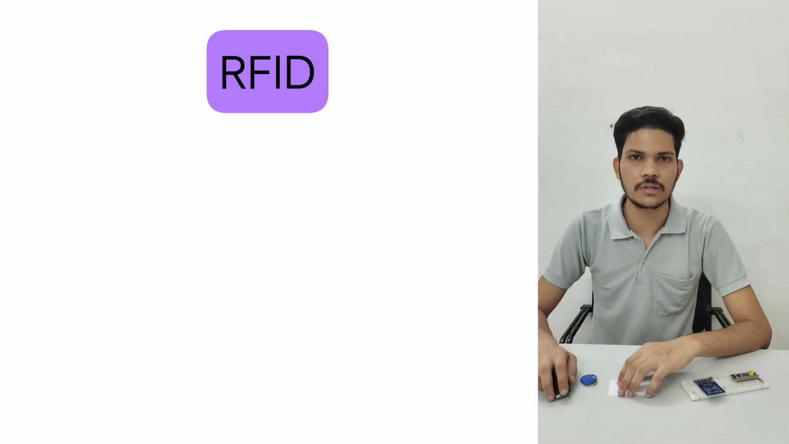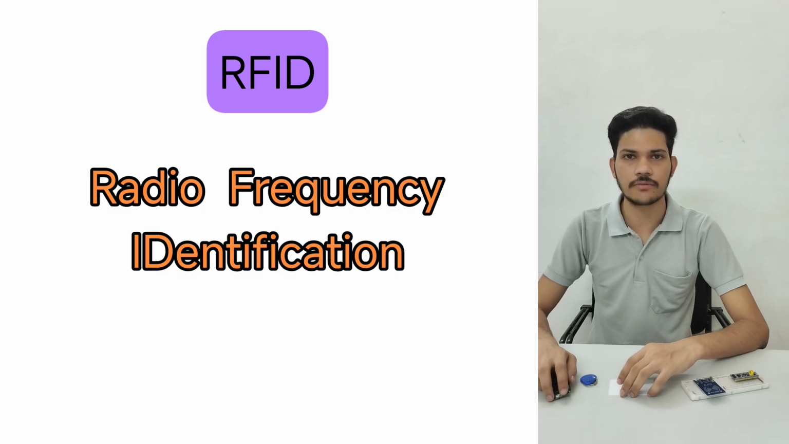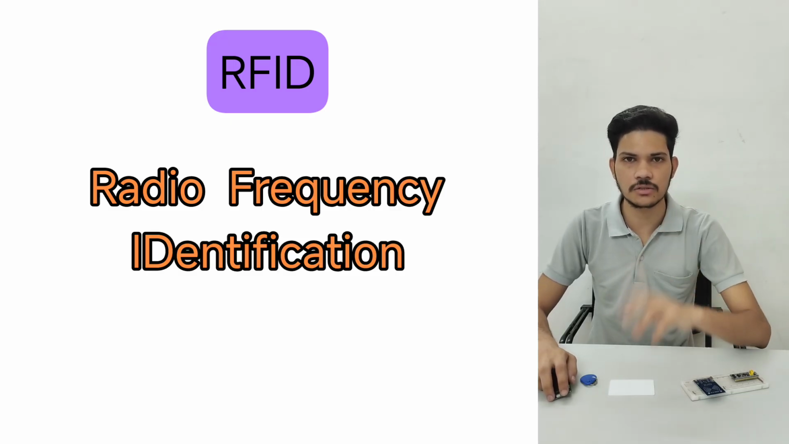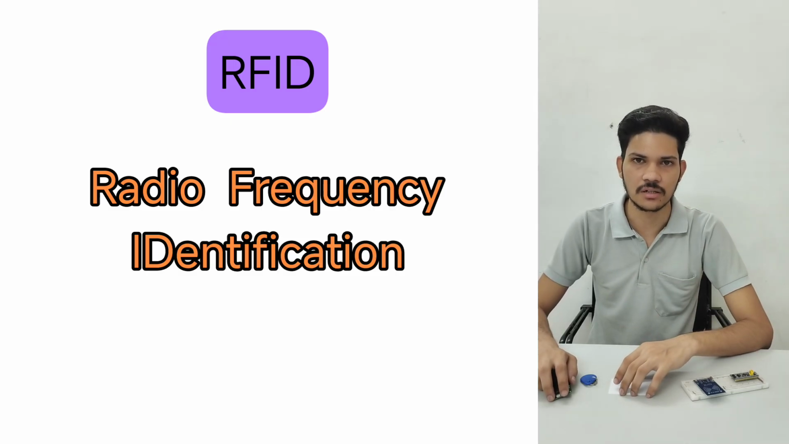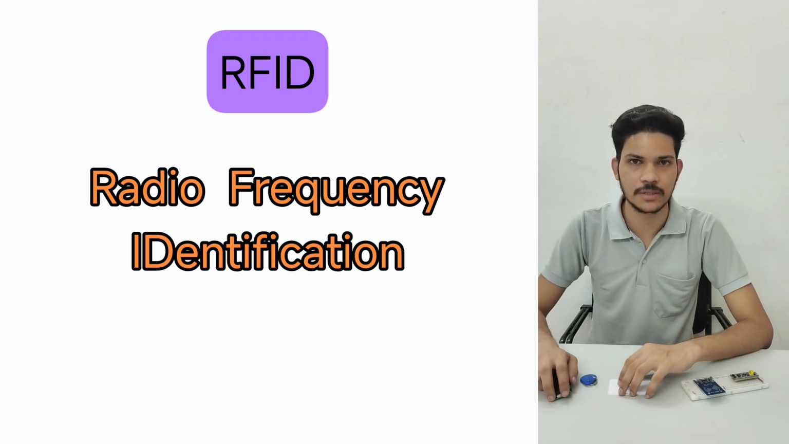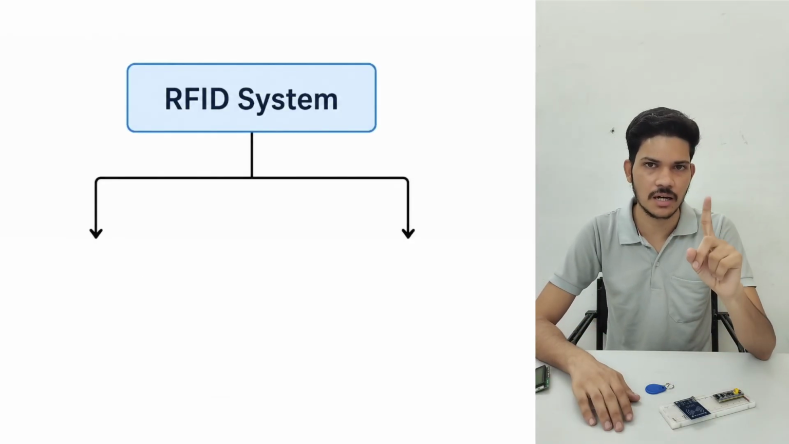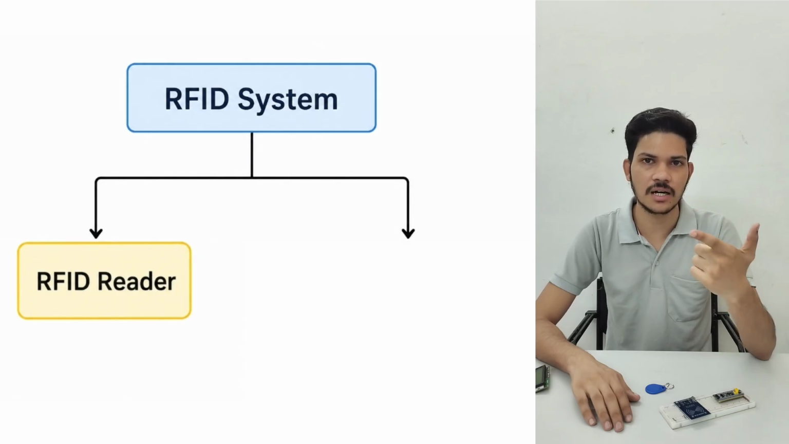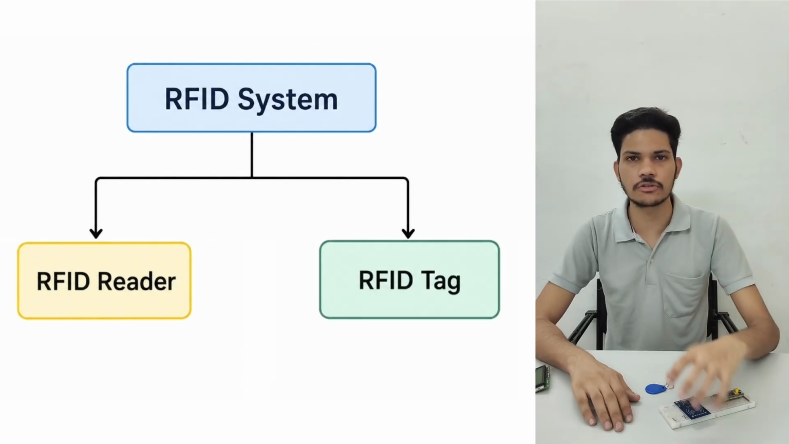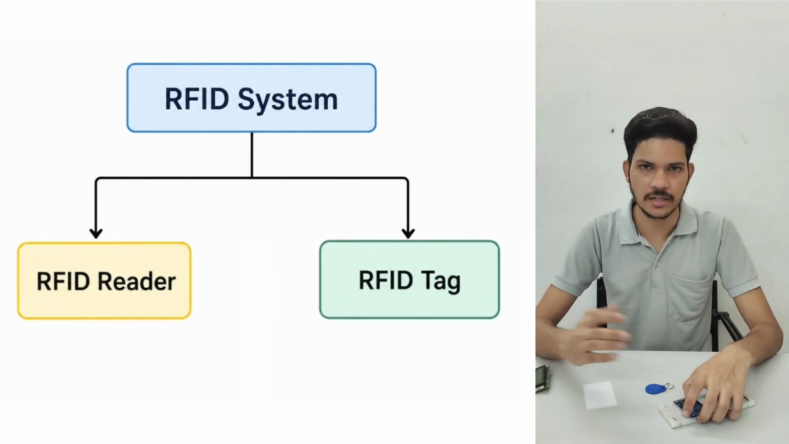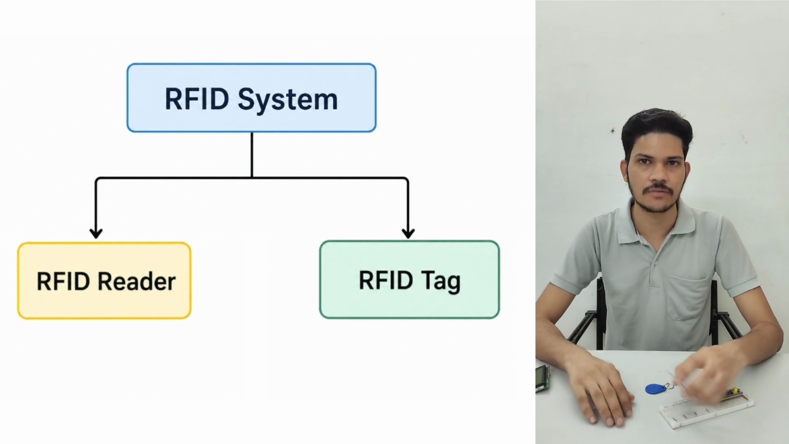Now RFID stands for radio frequency identification, and this is the wireless technology which allows two devices to communicate and transfer data with each other without making a physical contact between them. And the entire RFID system consists of two devices. The first one is the RFID reader and the second one is the RFID tag. Now the tag is usually connected to the object which is to be identified and authenticated by the RFID reader.